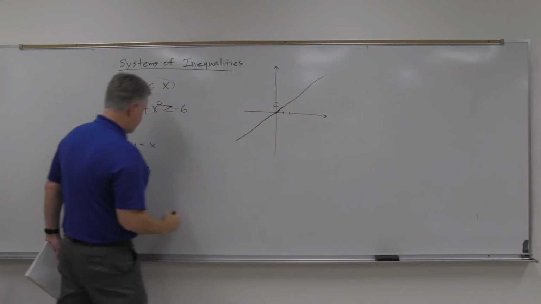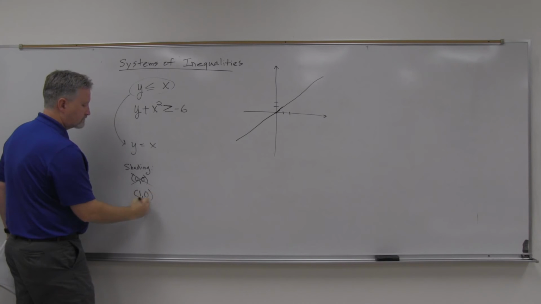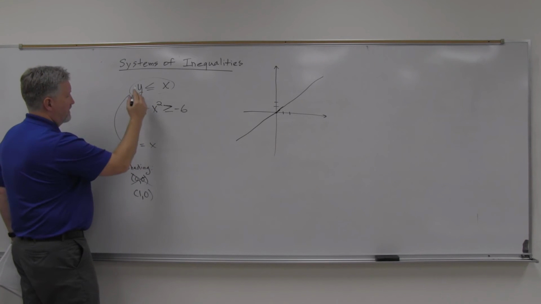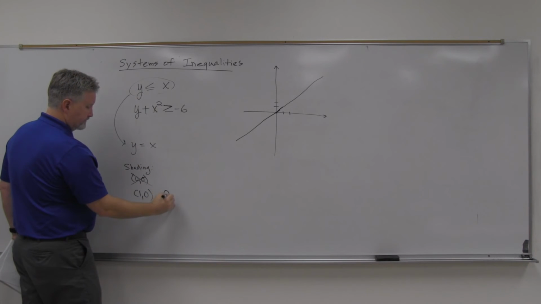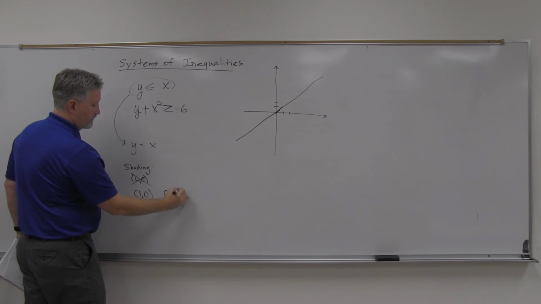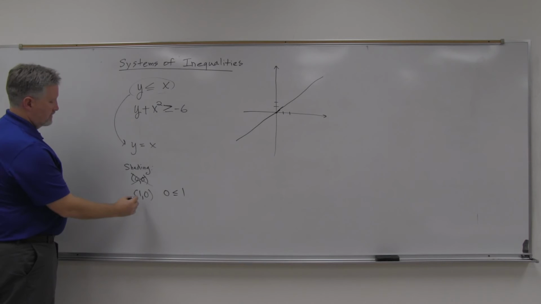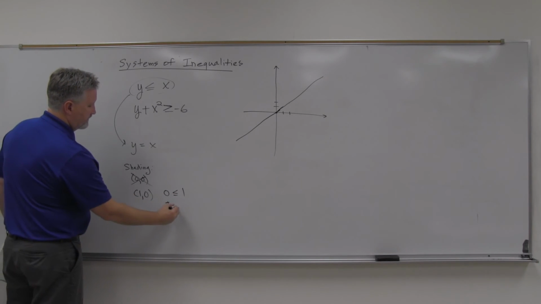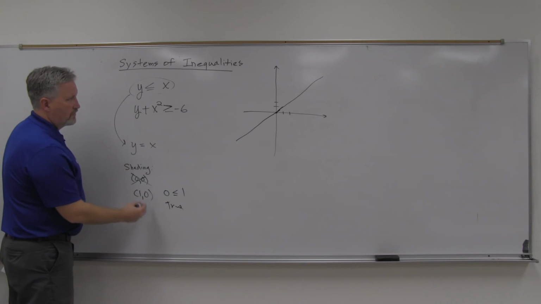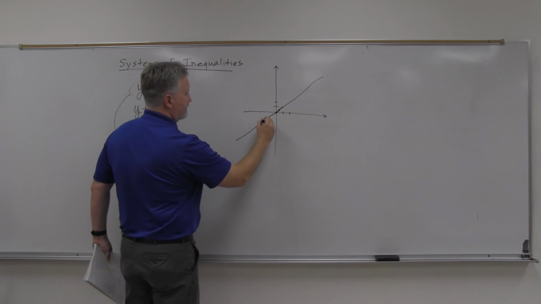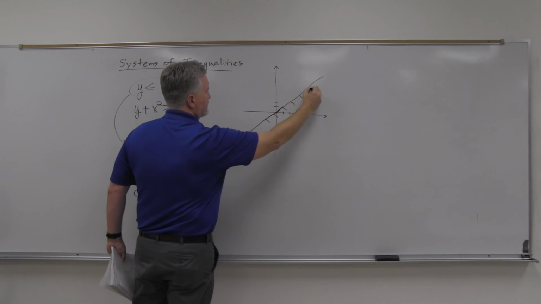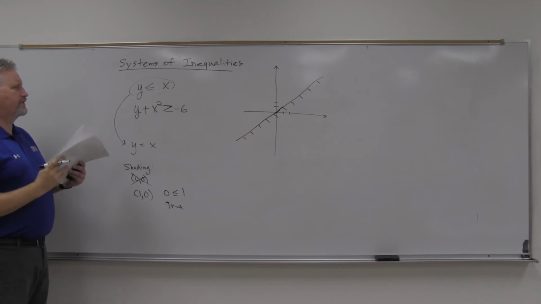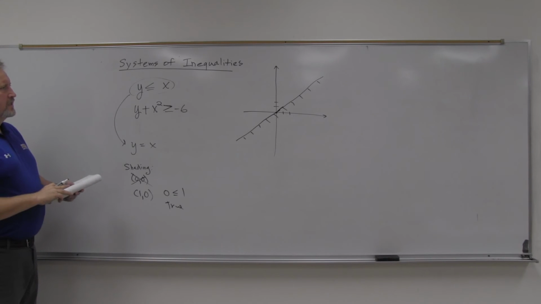So what about 1, 0? That's not on the line, so we can check it. So 1, 0, x is 1, y is 0. Oh, that's true. It's true, isn't it? So 1, 0 would work, so that's here below the line. So I'll just indicate below there. All right.